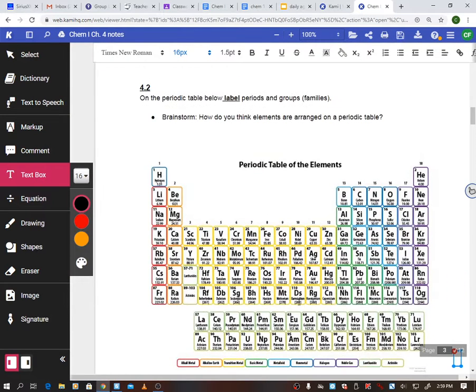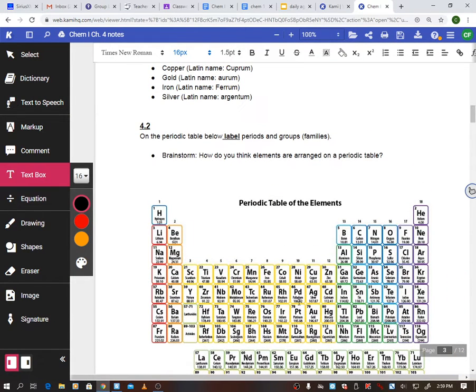Right, guys, we're going to do section 2 notes. So, more with the periodic table. It starts off with saying, on the periodic table below, label periods and groups. So, when we would do this, my groups go up and down. The columns are groups. So, hydrogen is group 1, beryllium is group 2.